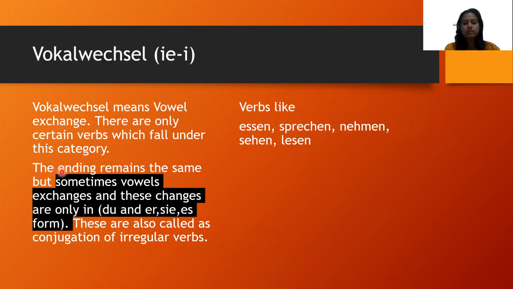So what happens is the ending remains the same. When I say the ending remains the same, I mean the ich -e ending, the du -st ending, that remains the same. However, the vowel exchanges, and the changes are only in the du, er, sie, es forms. So second and third person singular, only there the changes are done. These verbs are also called irregular verbs. I think very few people will know the term Vokalwechsel. Generally the terminology which we use in day-to-day teaching is irregular verb. So let's see how this happens.